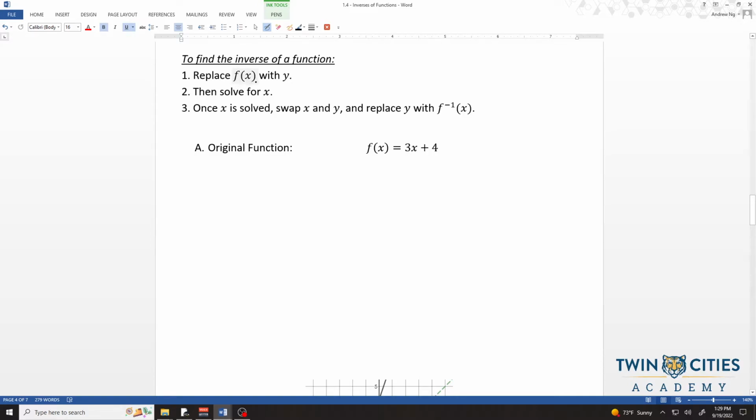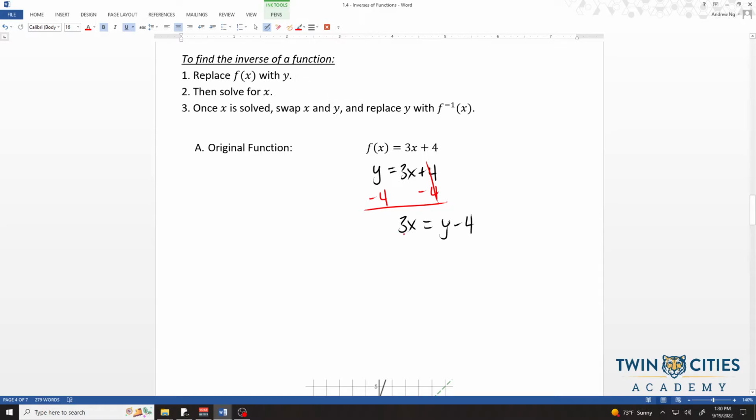I'm going to first replace f of x with y. Y equals 3x plus 4. Then I'm going to solve for x. Okay, so I've got 3 times x plus 4. Let's start to undo some of these things. I'll subtract 4 from both sides. Now you could write y minus 4 on the left side here equals 3x on the right side. Because I know step 2, I'm solving for x, I'm going to put 3x on the left is equal to y minus 4. I just think that looks a little bit nicer.